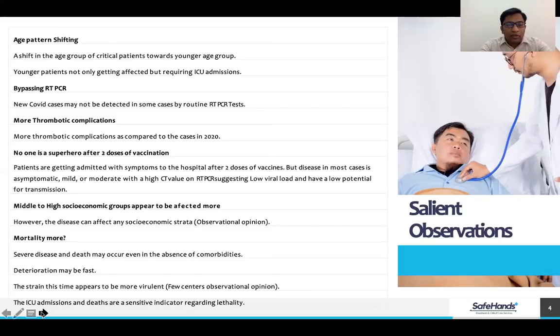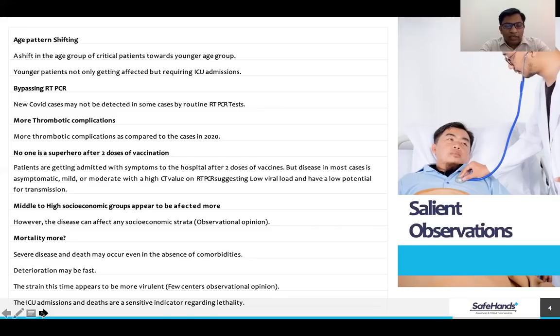The middle to high socioeconomic group appears to be affected more. However, this can affect any socioeconomic strata. That's an observational opinion. Is mortality more? Severe disease and death may occur even in the absence of comorbidities. Deterioration may be very fast. This strain this time appears to be more virulent. In a few centers, it is an observational opinion.